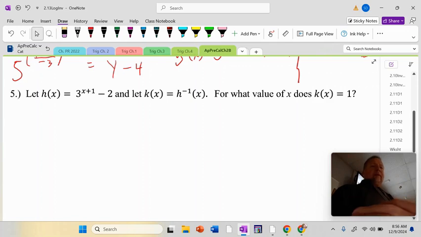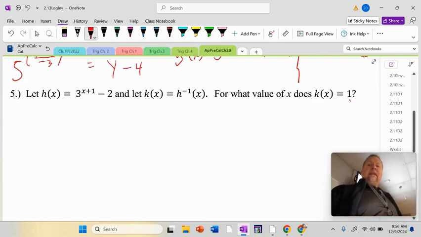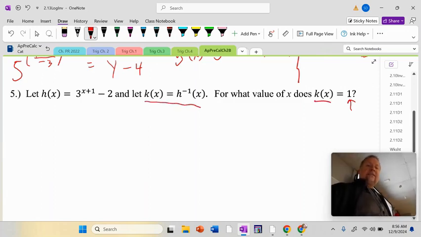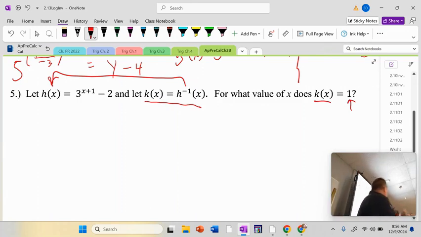All right, let's see if anyone picked up on it. What is this? What is this? Is this an input or an output, meaning is that x or y for k of x, which k of x is the inverse of this? So what does that 1 mean for k of x? Is it the x or the y?